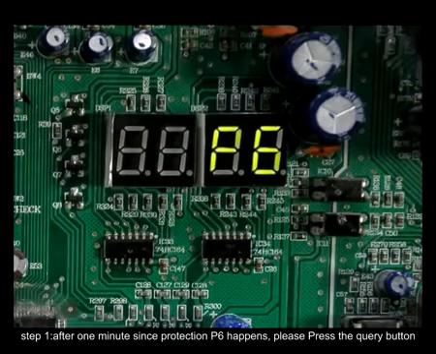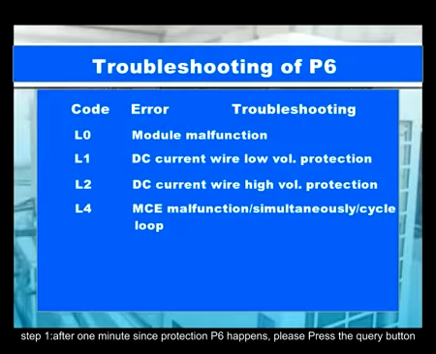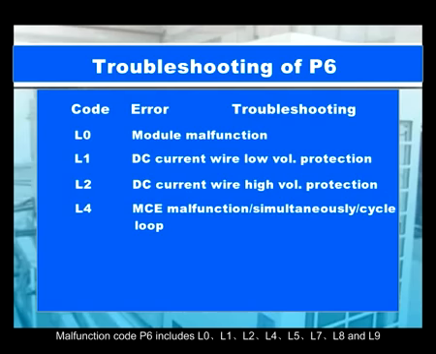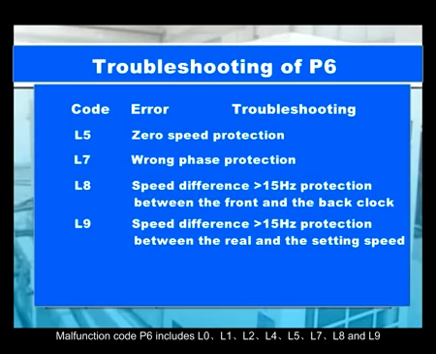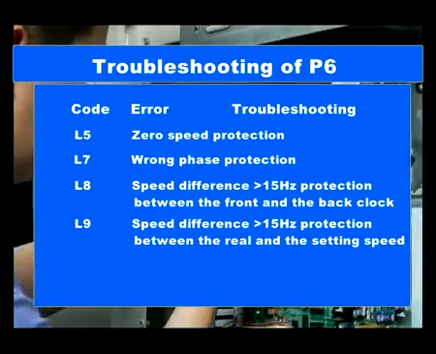Step 1. After 1 minute since protection P6 happens, please press the Query button. Malfunction code P6 includes L0, L1, L2, L4, L5, L7, L8, and L9. Then, check and repair according to the solution of the P6 malfunction.